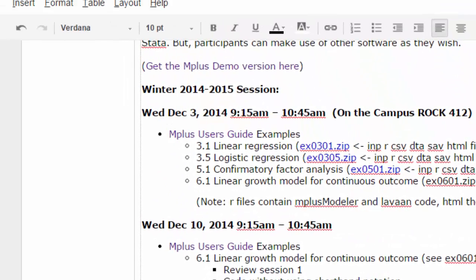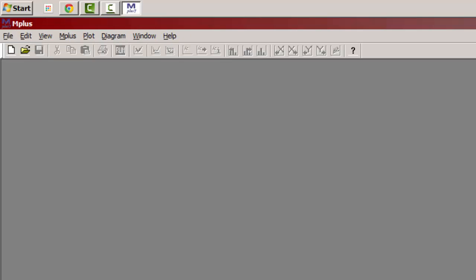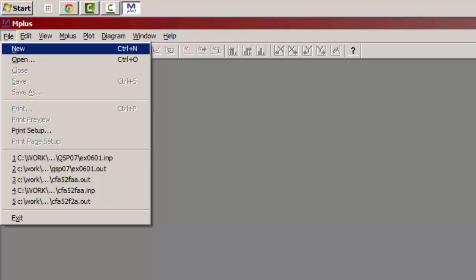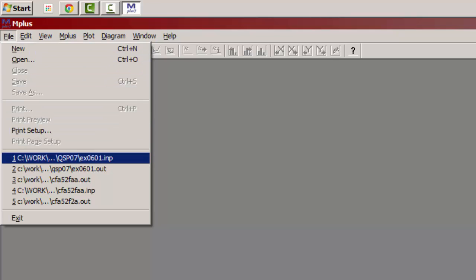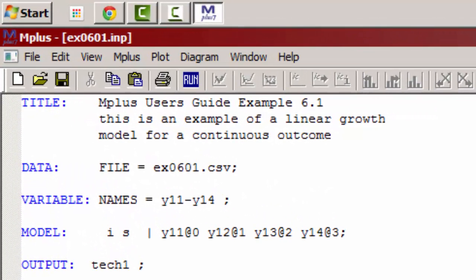So, let's run Mplus. And let us call up example 6.1. Everybody should have this or download the file from the Dropbox site. And here we have the Mplus input file for example 6.1. This input file will run one analysis. It is going to be a linear growth curve model. All Mplus input files run only one analysis at a time.